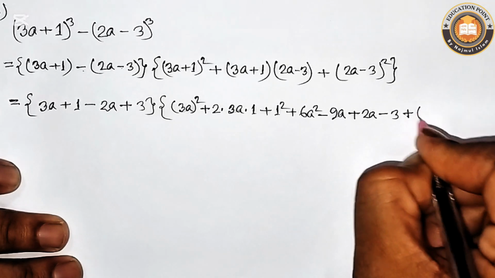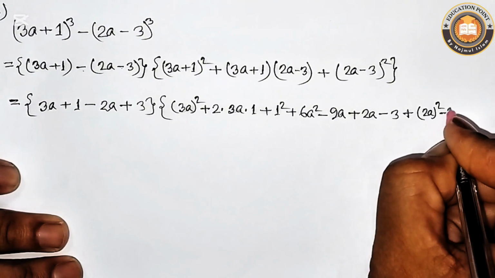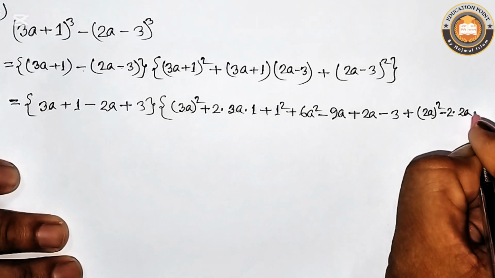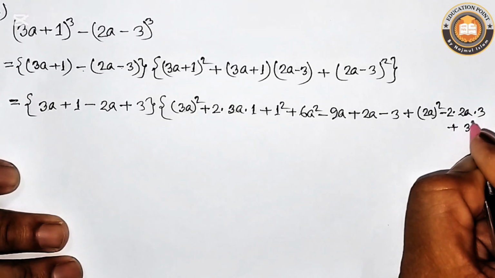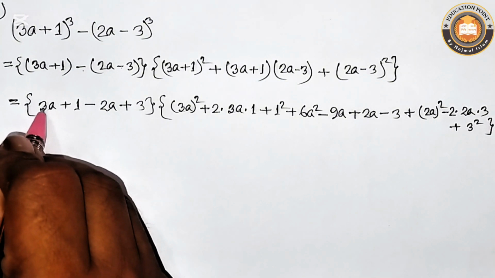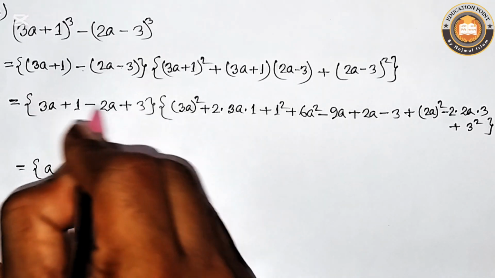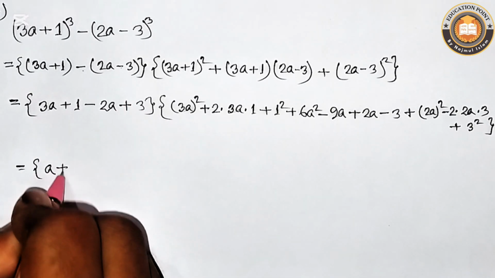Here a square means 2a whole square, minus 2 into a means 2a into b means 3, plus b square means 3 square. Subtracted value of 3a minus 2a equals a. Added value of plus 3 and 1 equals plus 4.